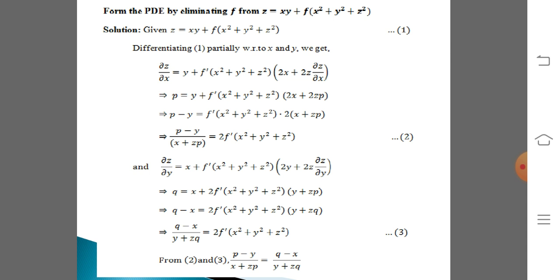From equation 2 and 3, since the right hand sides are equal, left hand sides must be equal. So if you equate the left hand sides, you get (p − y) by (x + zp) equal to (q − x) by (y + zq). So this is the required partial differential equation.